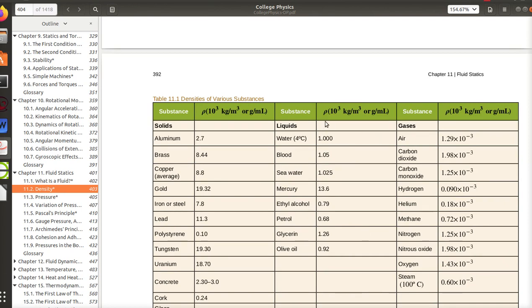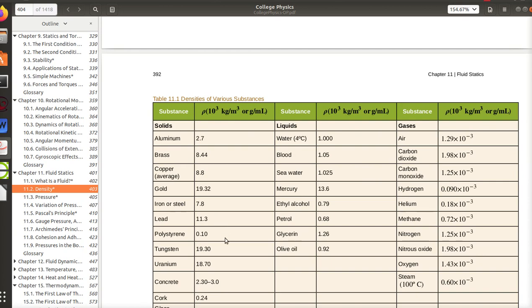Water has a density of 1 times 10 to the third kilograms per cubic meter. So it'd be 1,000 kilograms per cubic meter. So if you've got a cubic meter of water, you've got 1,000 kilograms of mass. That's about right. And it's 1 gram per milliliter. So yes.